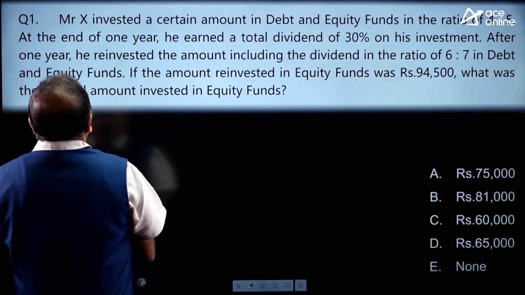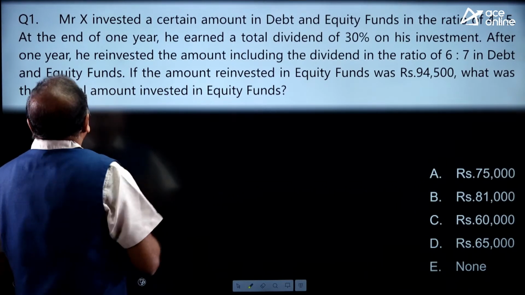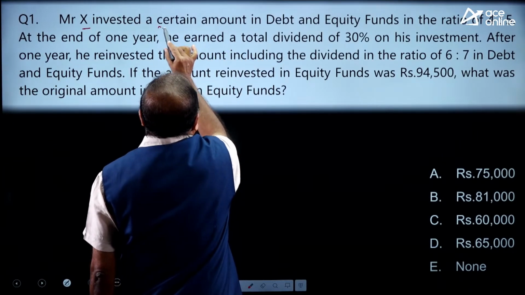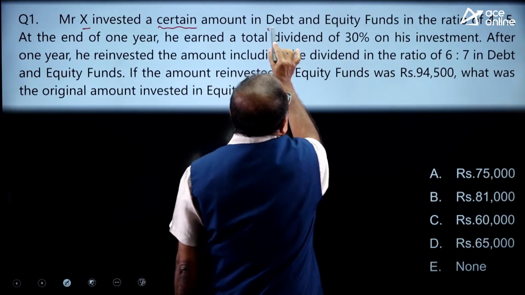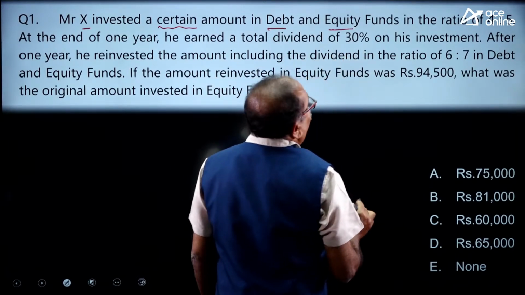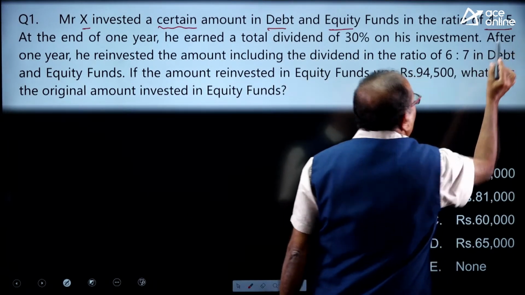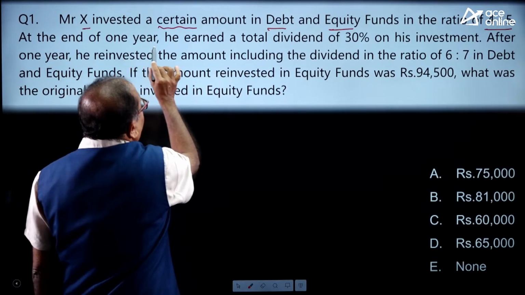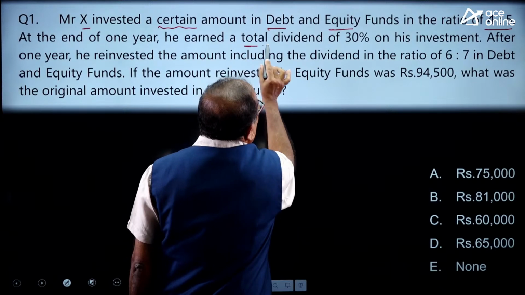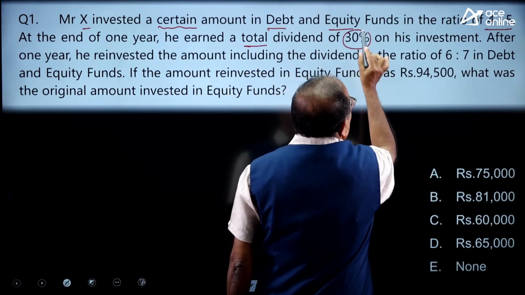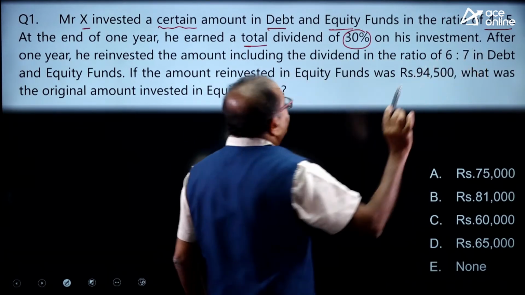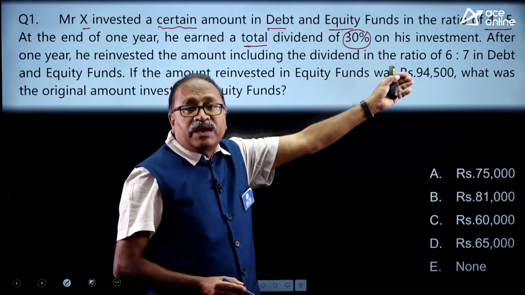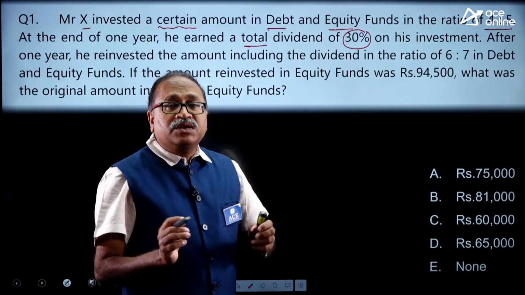Look at the question here. It says that Mr. X invests a certain amount, I don't know how much, in debt and equity in the ratio of 4:5. Fine, the statement is clear. Now, at the end of 1 year, he earned a total dividend of 30% on his investment. If I consider that as 4x and 5x, the total is 9x. So, he is getting 30% of 9x.